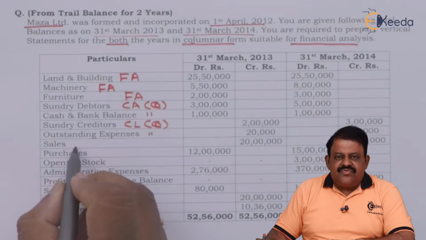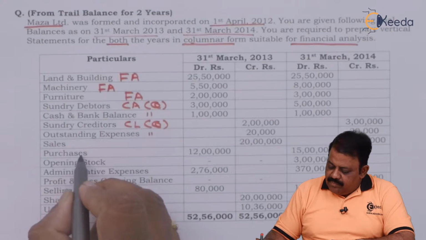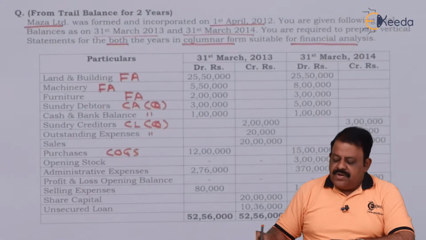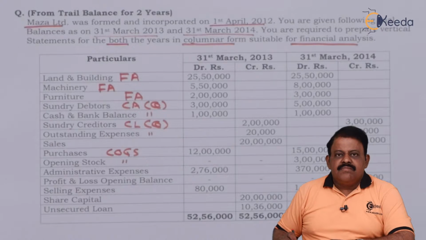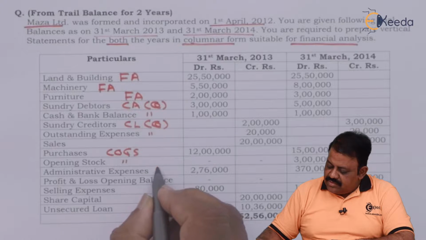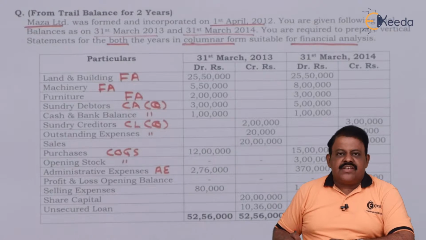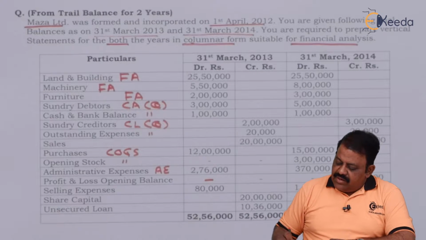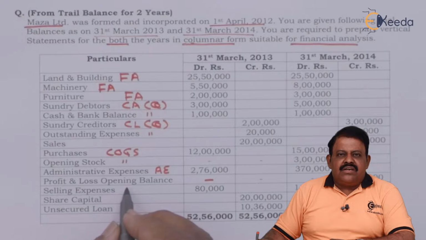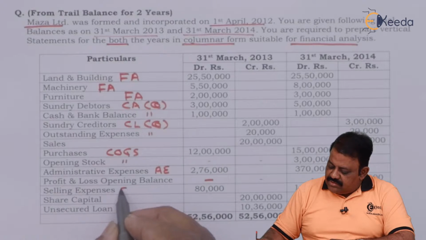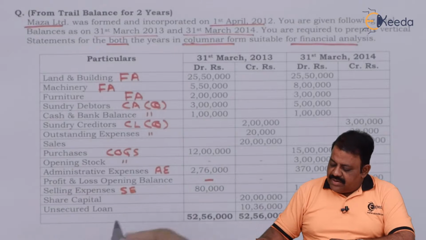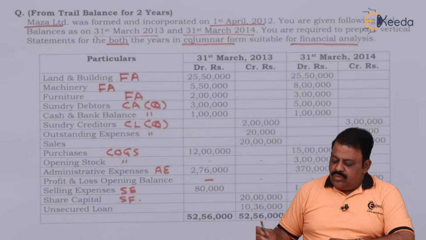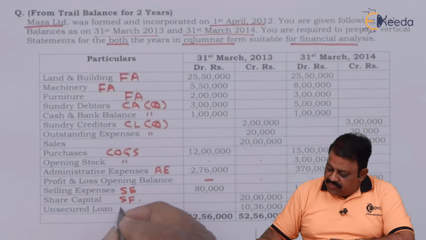Sales, that is the first item of the income statement. Purchases, it will be part of cost of goods sold. Opening stock, part of cost of goods sold. Administration expenses will be part of operating expenses. Profit and loss, opening balance, this will be added to net profit after tax. Selling expenses. Share capital, part of shareholders fund. Unsecured loan is part of borrowed fund.